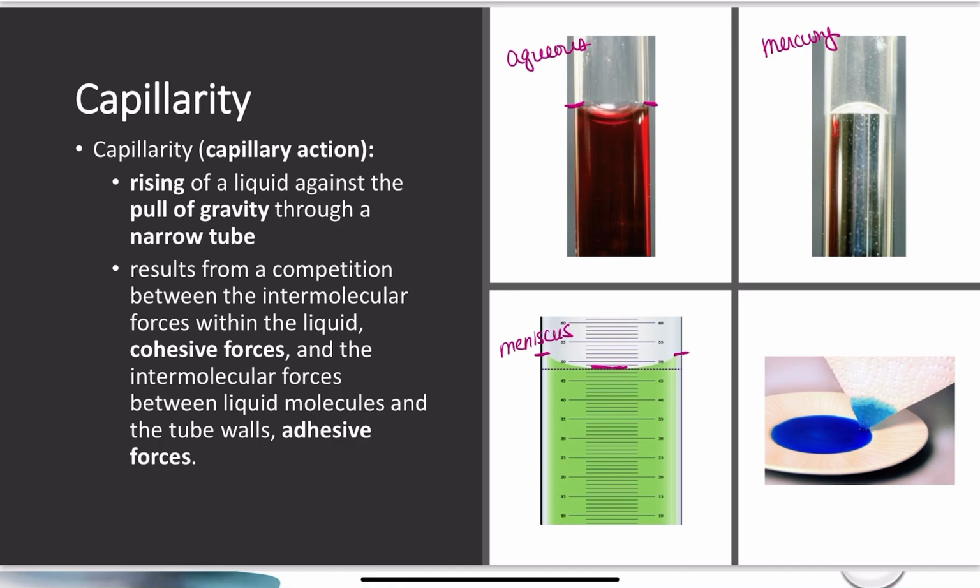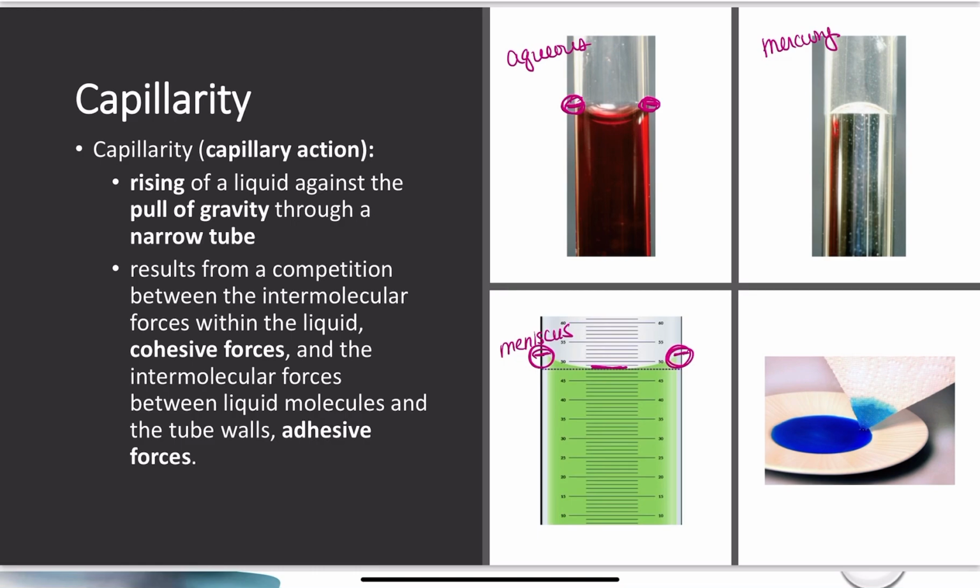It's this rising of a liquid against the pull of gravity through a narrow tube. Again, competition between the IMFs within the liquid itself and the intermolecular forces between the liquid molecules and the test tube walls, or your adhesive forces. The water molecules are attracted to that tube. So they like it. They're going to pull up on the sides and try to expose themselves to it more and get more connection to that tube wall.